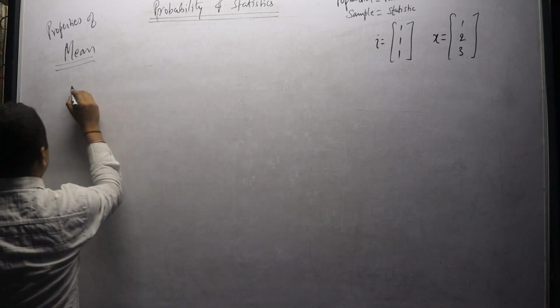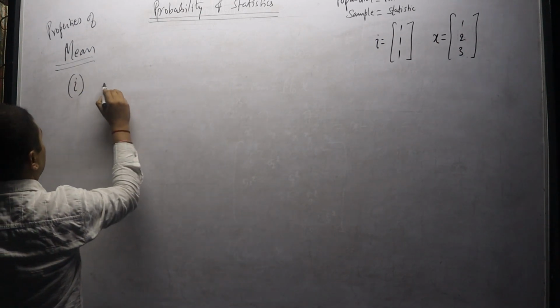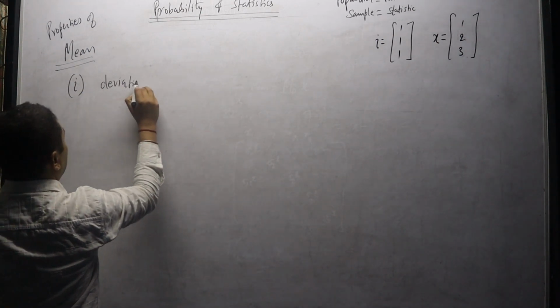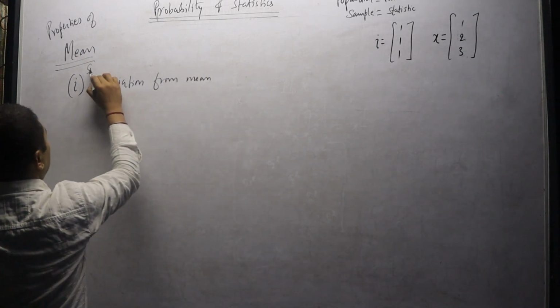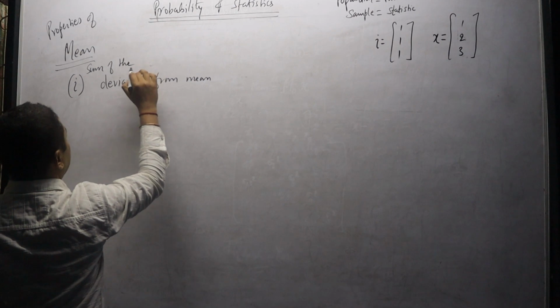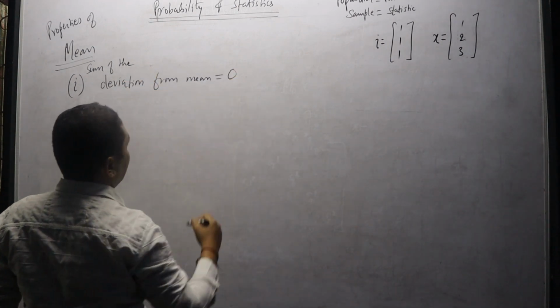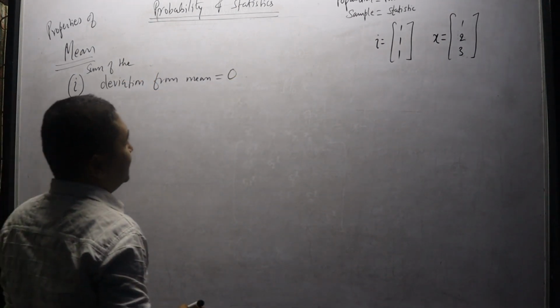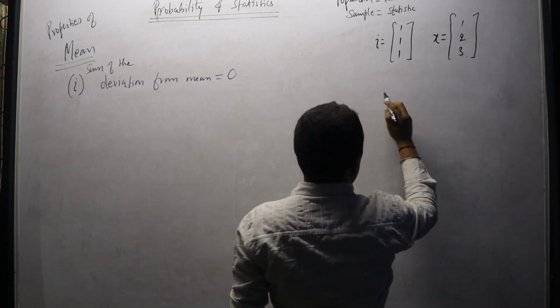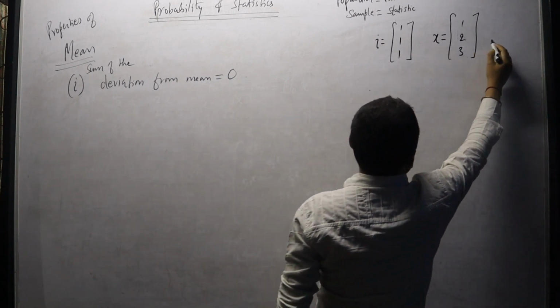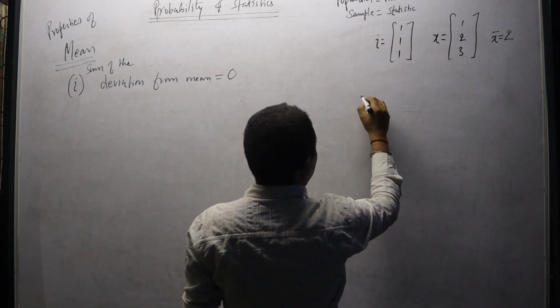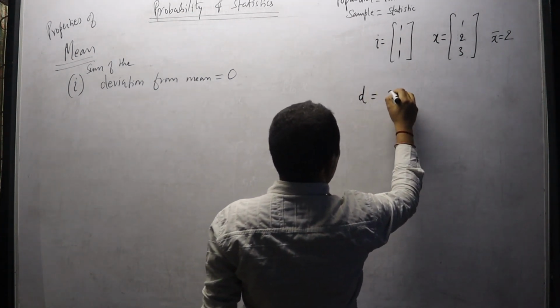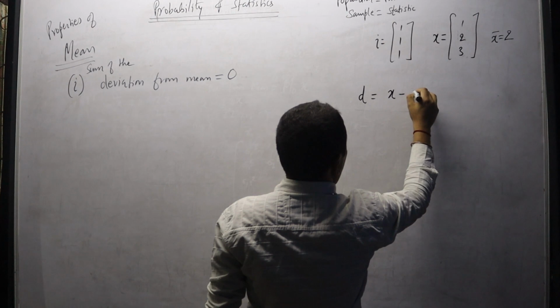So our first property is that the deviation from mean, and if we sum, the sum of the deviation from mean is equal to 0, and we want to prove it. So first of all, let us take a vector x, and its mean is 2. It is quite obvious. And let us see its deviation from mean. Let me call it d, and this is equal to x minus x bar.